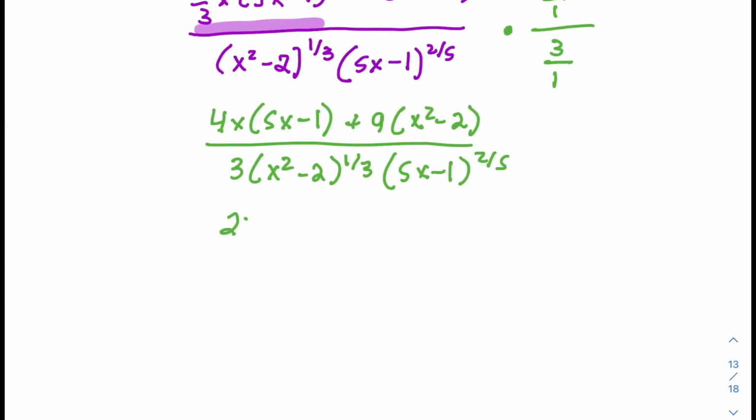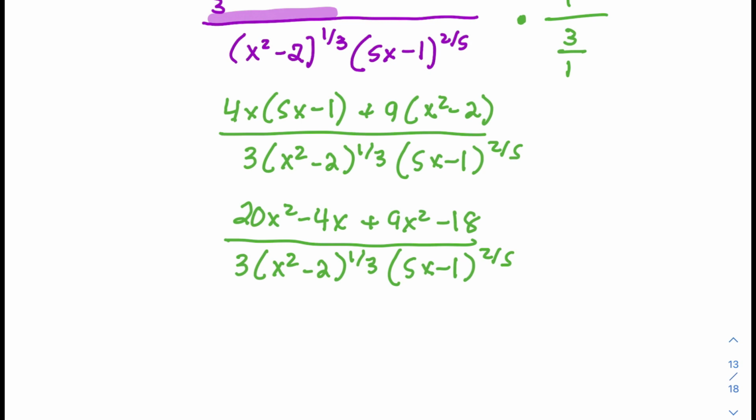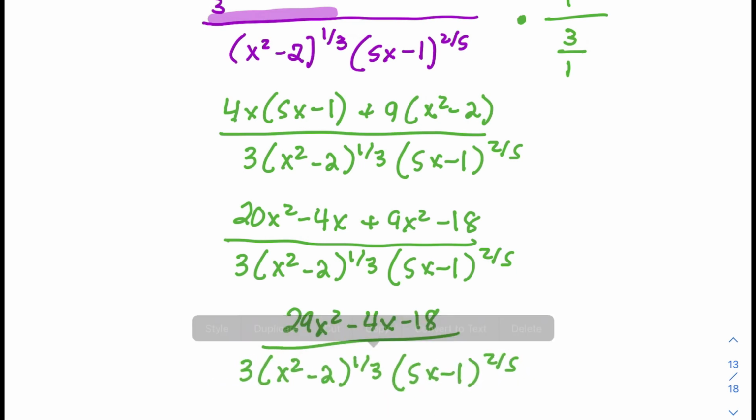I'm going to distribute my 4x and my 9 on top, and then combine some like terms. And then finally, we should be all said and done with this problem. I know it's kind of a long one. So when you put things together, you get 29x squared minus 4x minus 18 all over my 3 times x squared minus 2 to the 1/3 times 5x minus 1 to the 2/5.